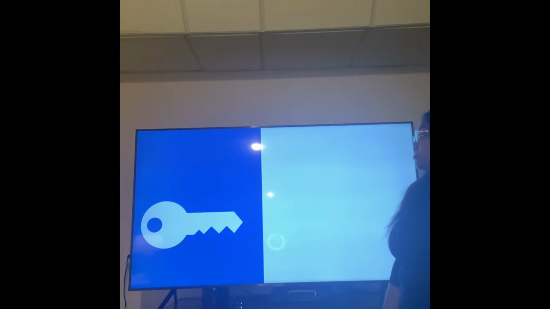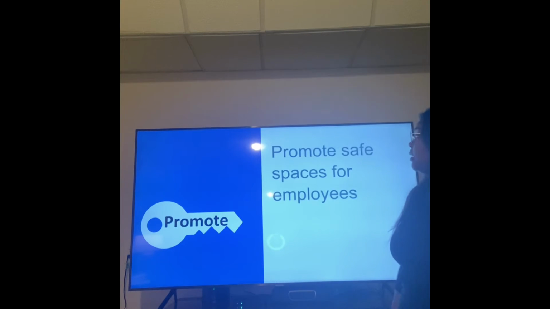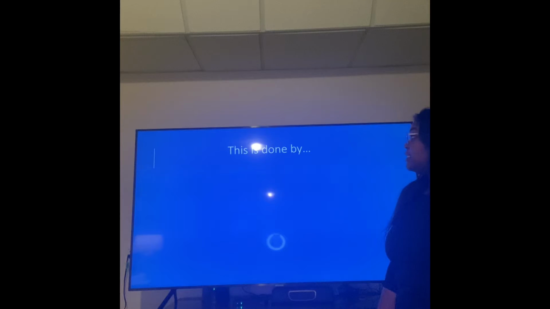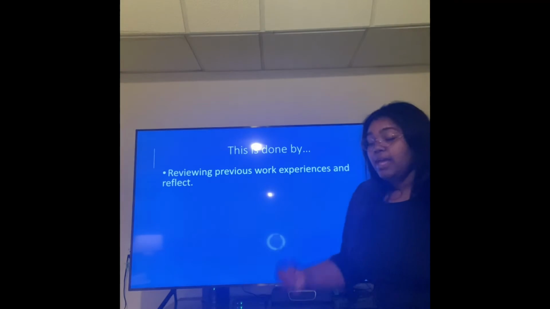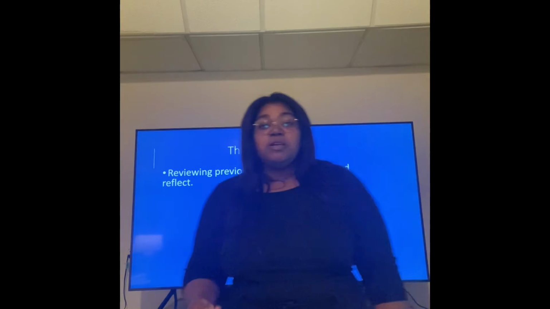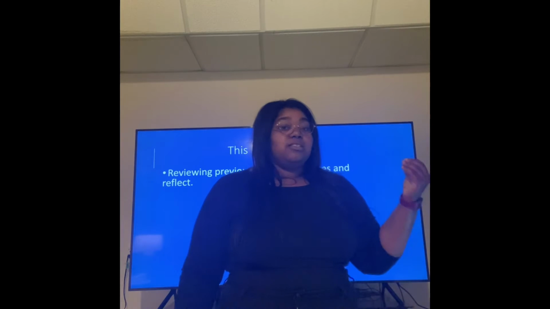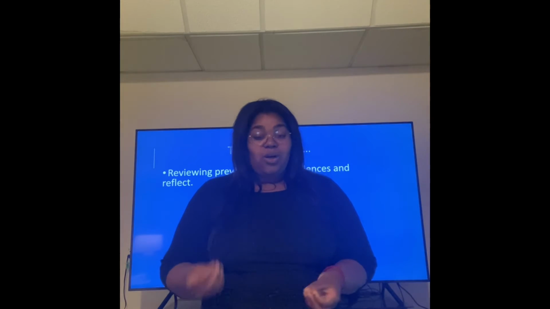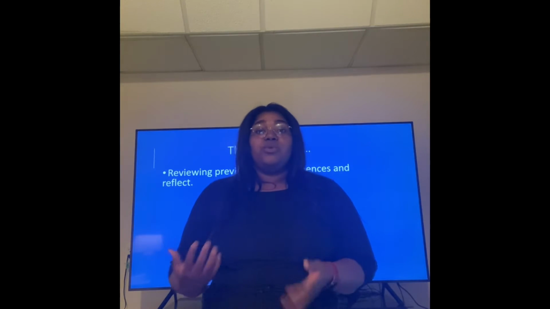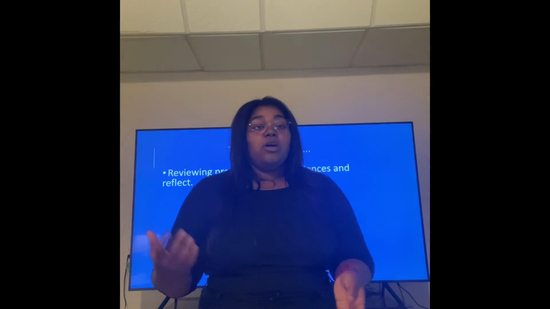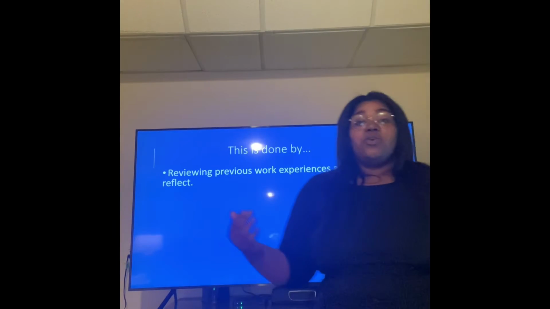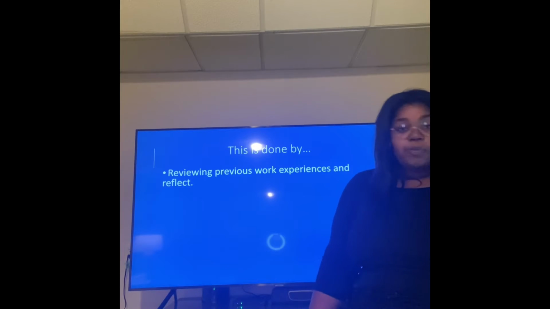The second key we want to talk about today is promote. You want to promote a safe space for your employees. This is done by reviewing previous work experience and reflecting. Not everyone's work experience is the same. Some people leave jobs because of the work conditions they were under. Some people leave jobs because of the management. So it's important to always know what you can do better as a supervisor to help make the work environment for your employees better, to help increase their satisfaction.